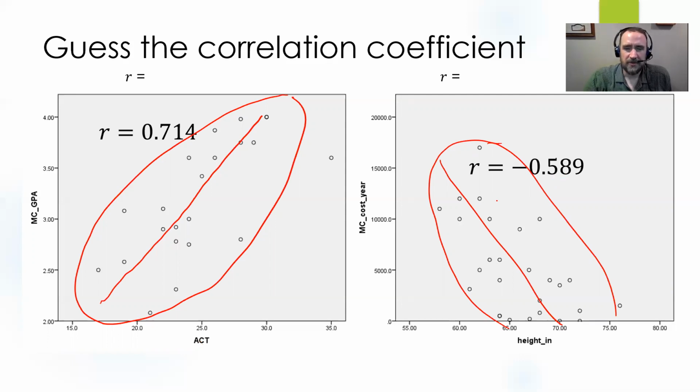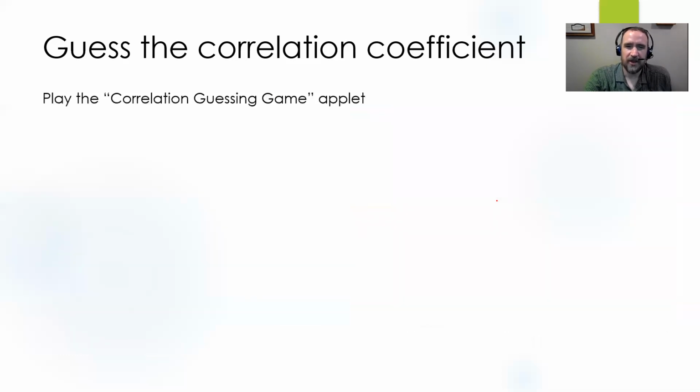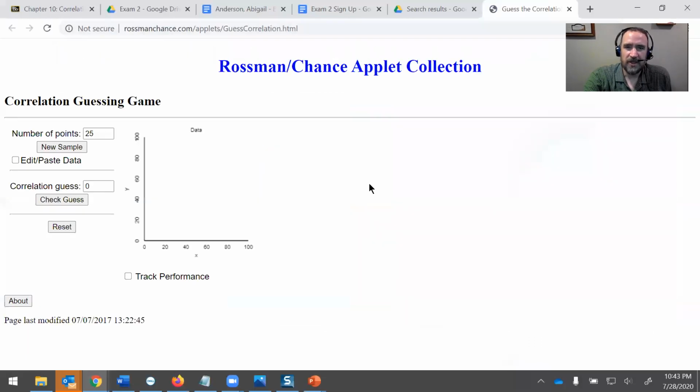So those are a couple of examples, but I'm going to strongly encourage you to try out some more of this because it can be really valuable to be able to look at a scatter plot and get a sense of what kind of strength of correlation we might have. And our authors have created the correlation guessing game applet amongst the other applets. So if you click on that, if you go to the applet collection, you'll see the correlation guessing game, and you can try that out there.